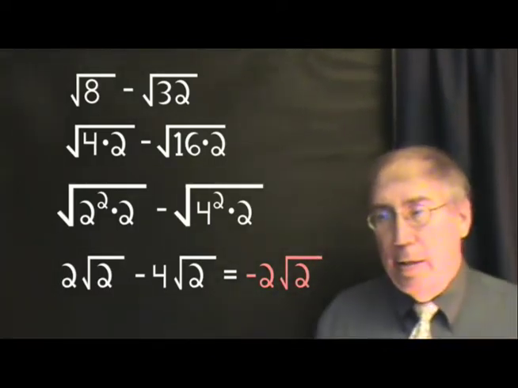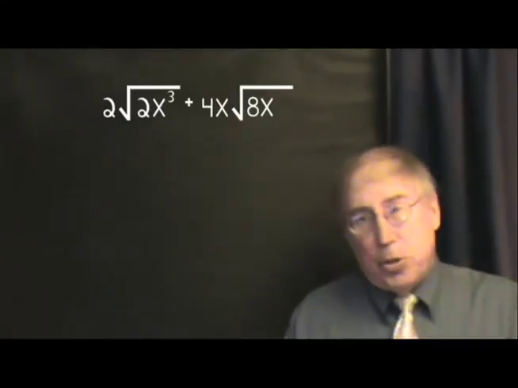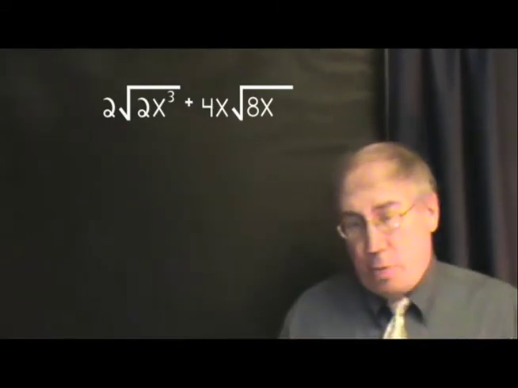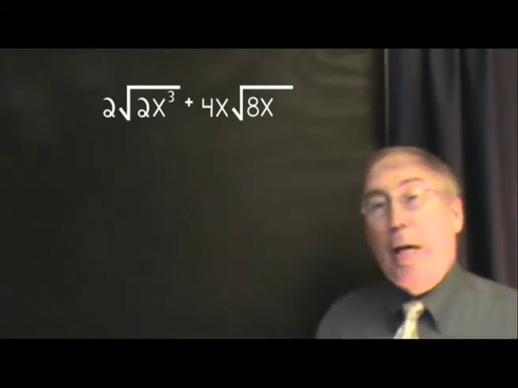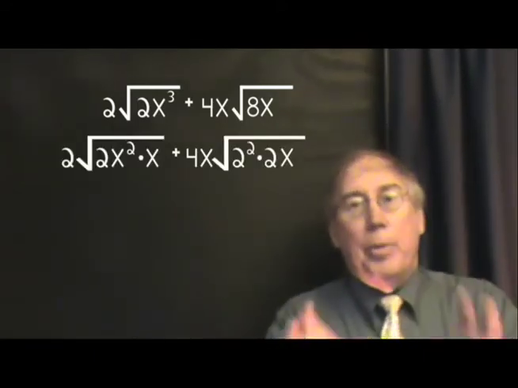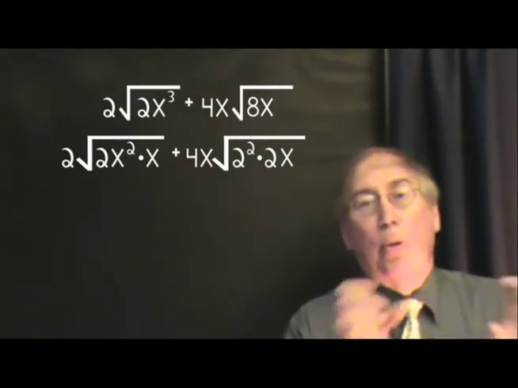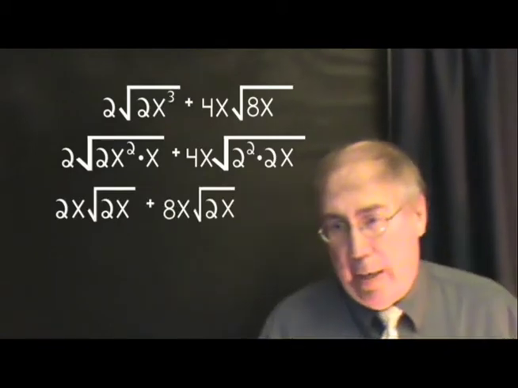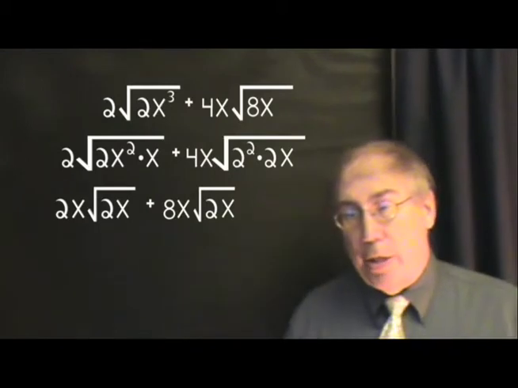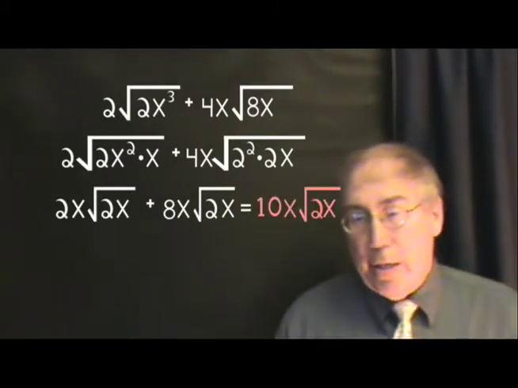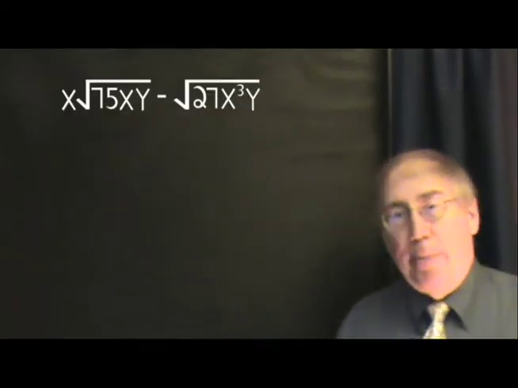Next problem here. Under the first radical, we've got an x cubed, so we can make that x squared times x. So there's our square, x squared. And then we have a 4 times 2 underneath the second radical. Now be sure when you pull out something from underneath the radicals that you multiply it times whatever's outside the radical. So we'll end up with 2x times the square root of 2x plus 8x times the square root of 2x. Our radicals are the same, so we can add them together, so we get 10x times the square root of 2x.